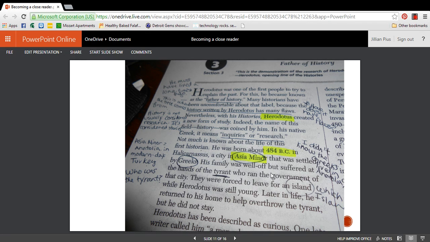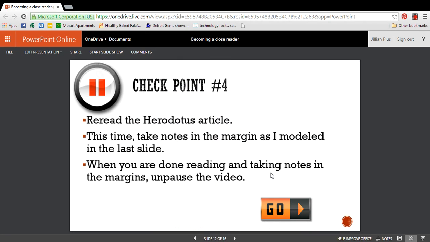At this point, you may pause the video and write down the notes I have, or you can write down your own. Checkpoint number 4. You are going to reread the Herodotus article. This time, you're going to take notes in the margin as I modeled in the last slide. When you are done reading and taking notes in the margins, unpause the video.